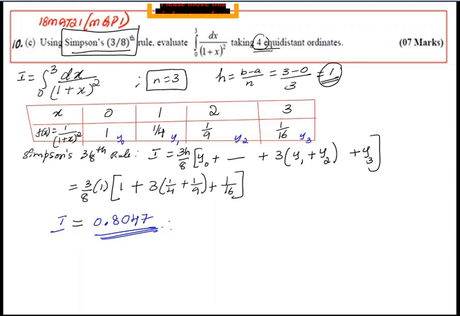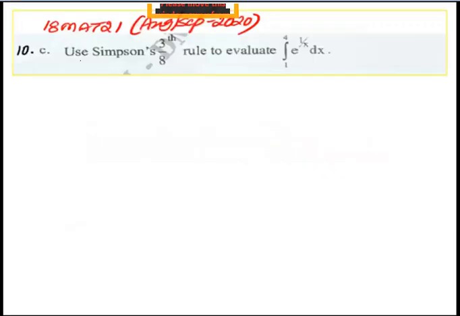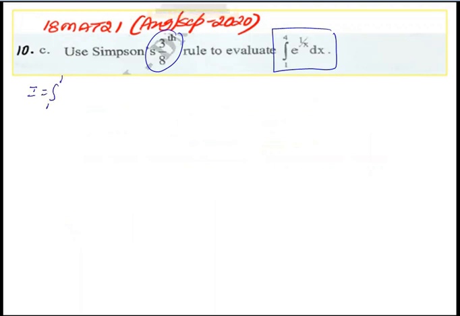Let's see the next question. Use Simpson's 3 by 8 rule again to evaluate the definite integral I is equal to integration 1 to 4 e power 1 by x dx. And the value of n is not mentioned here. So you can take n is equal to 3 or 6. It is from the August-September 2020 question paper. In this question, n is not mentioned, so I will take n is equal to 6.